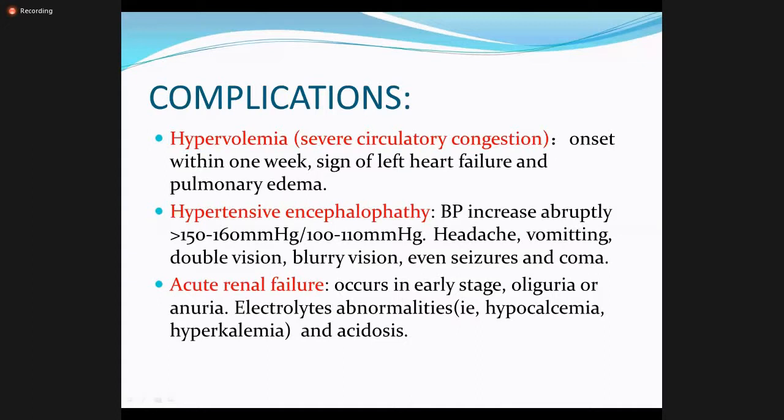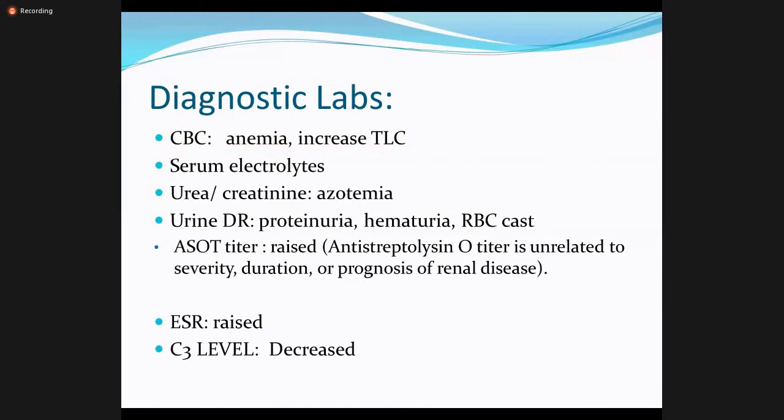Other labs: in urea and electrolytes they usually present with azotemia, so urea and creatinine may be raised, and they may present with electrolyte abnormalities. The most common are hyperkalemia and hypocalcemia. The diagnostic test is the urine DR. Urine DR shows proteinuria, hematuria, and most importantly RBC and glomerular casts. Proteinuria is usually in the range of +1, +2, not more than +4.